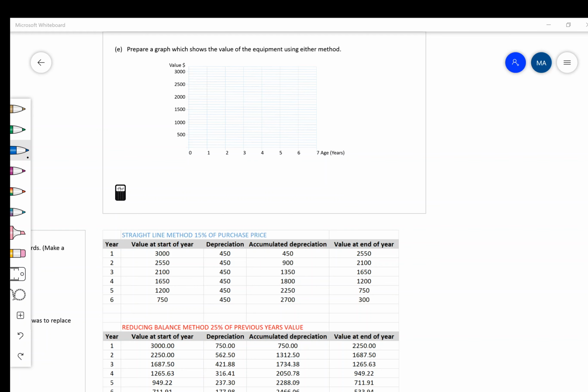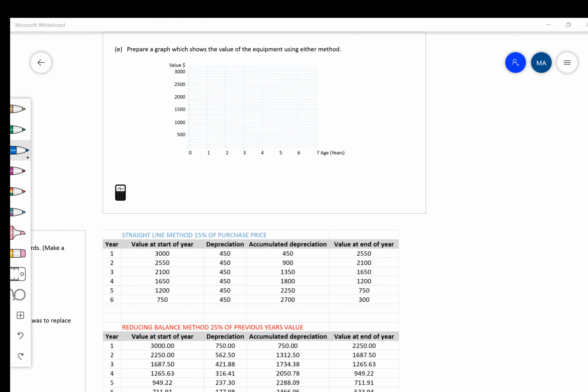So we're going to continue this example of depreciation by comparing the straight line method with the reducing balance method and deciding which one would be best for this company's taxation purposes. Okay, so we're going to start by doing a graph of each method and then using the calculator to find the point of intersection and then making a comment on which method is best for this company.